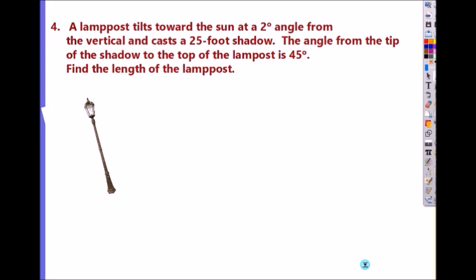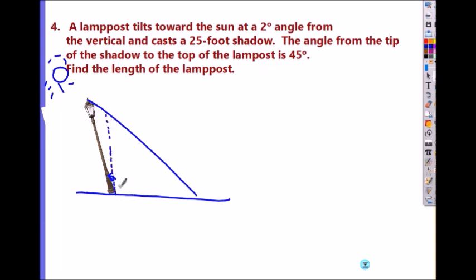So a lamppost tilts towards the sun at a 2 degrees angle from the vertical line. So that means here's the sun, towards the sun, and here's the ground. And what will it be tilted? 2 degrees from the vertical line. So what will be the angle? 90 plus 2, which will be 92 degrees, right?